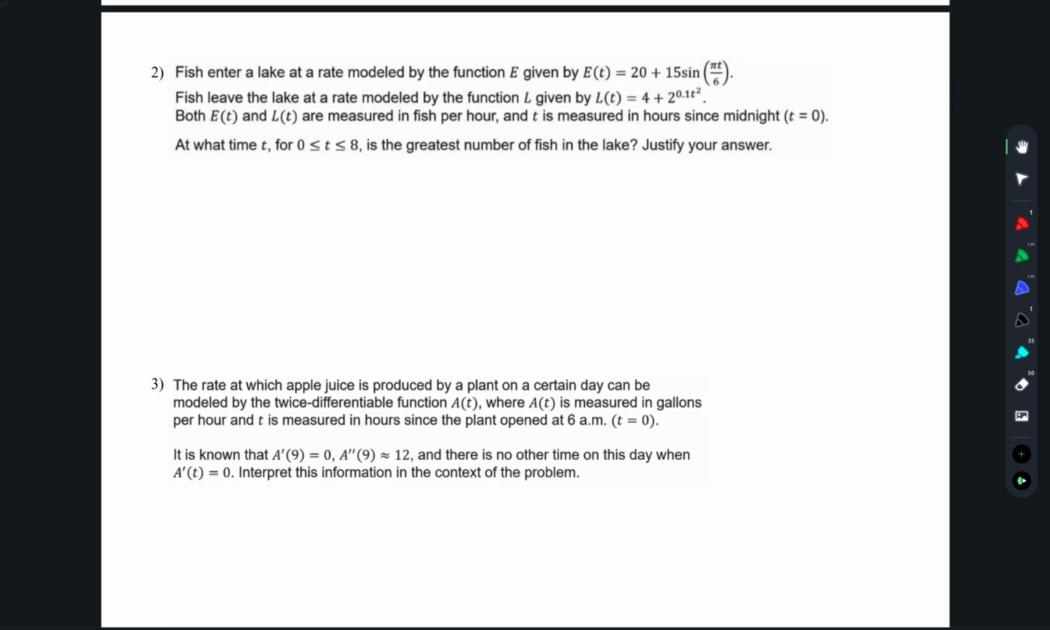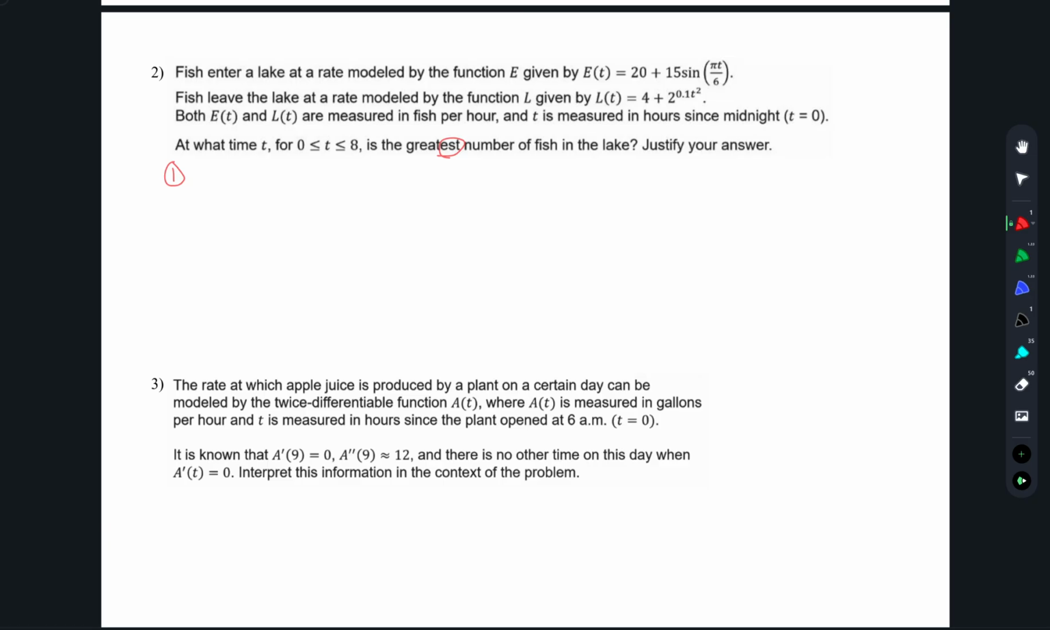You have fish. Don't you miss the fish questions? Okay, fish enter a lake, modeled at that function. Fish leave the lake at that function. Look at that one. That's gross. Both E of T and L of T are measured in fish per hour, and T is measured in hours since midnight. At time T for 0 to 8, when is the greatest number of fish in the lake? Justify your answer.